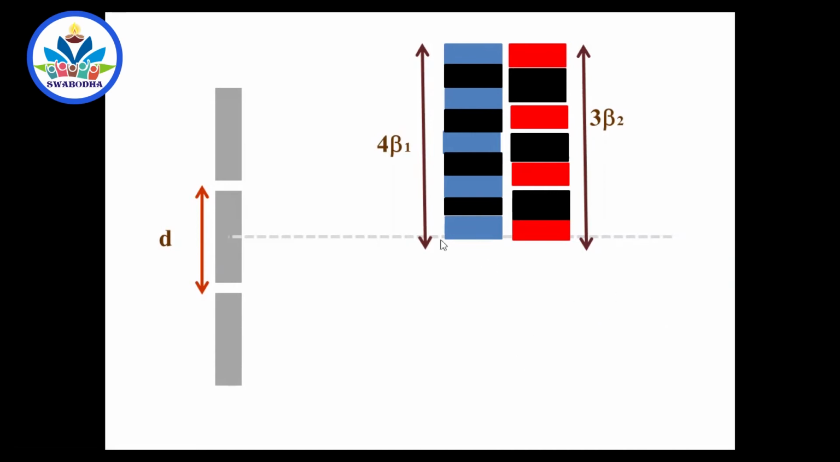Similarly, here the lesser wavelength fringes are closer and closer. Higher wavelength fringes are farther and farther away, but at one place they may coincide. Suppose these fringes are very close. It is the fourth fringe, and this one is the third fringe. They are formed at the same place. That means 4 beta 1 for blue must be equal to 3 beta 2 for red. That's all. A very simple analogy here.